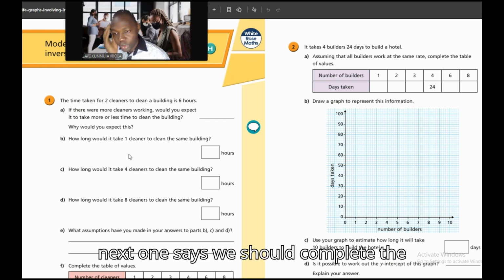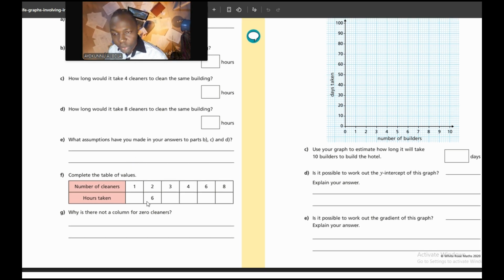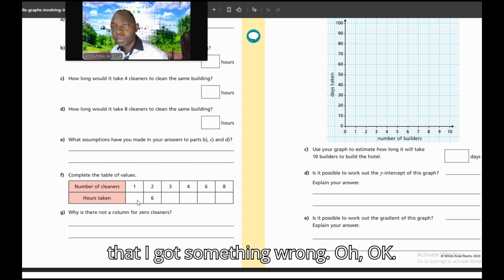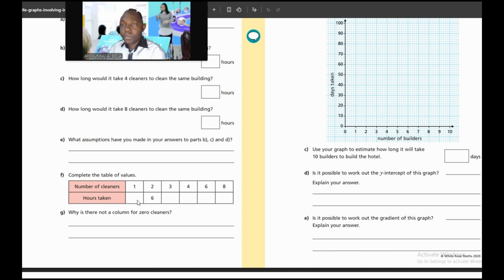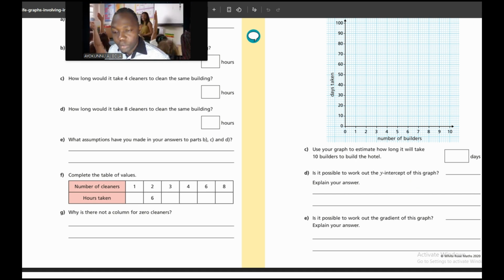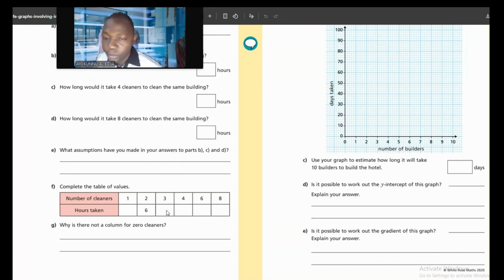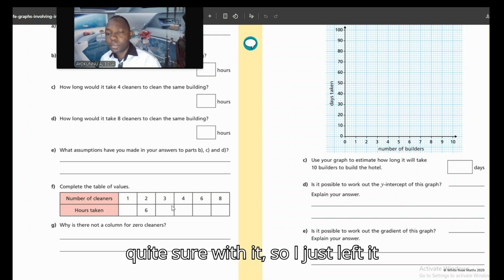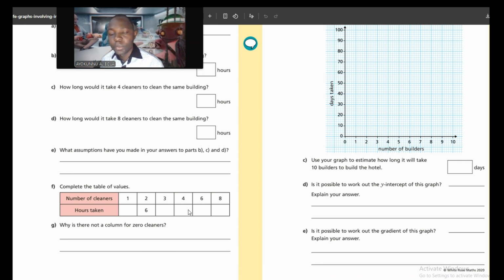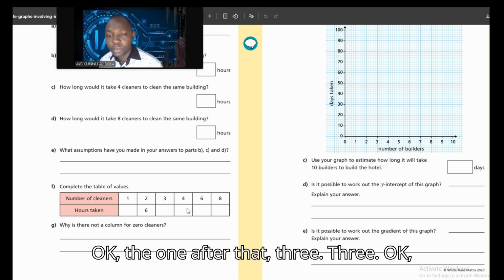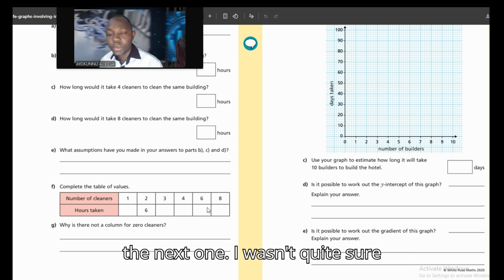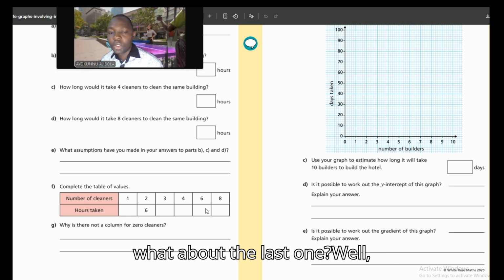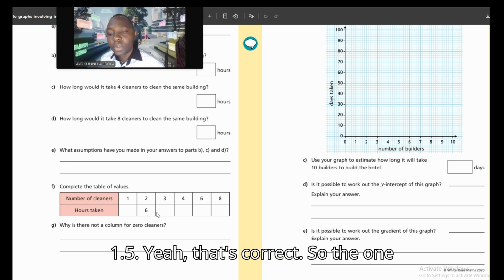The next one says we should complete the table. So what were your numbers on the table? Sorry, I'm just refining it because I know that I got some wrong. The next one, I wasn't quite sure with it, so I just left it out. What about the next one? The one after that, three. Okay. The next one, I wasn't quite sure with that one either, so I left it blank. What about the last one? Well, 1.5. Yeah, that's correct.